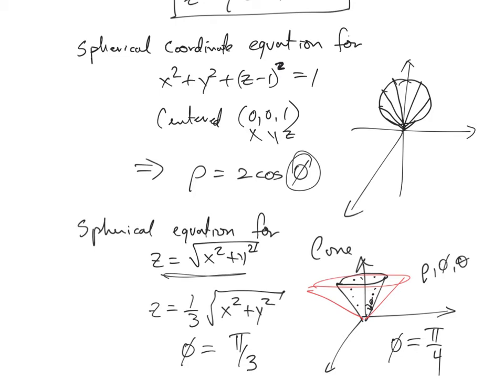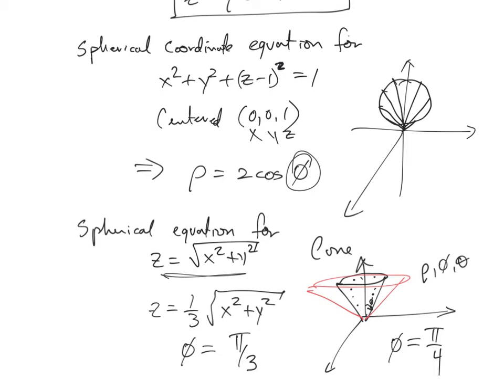Okay, well, let's keep going because Dr. Chow is going fast in the other lecture section, so we got to keep up. And then there's some really funky shapes in the lecture notes, wrinkled pumpkins, and you can look at what the spherical equations for those are. They're a lot more complicated.